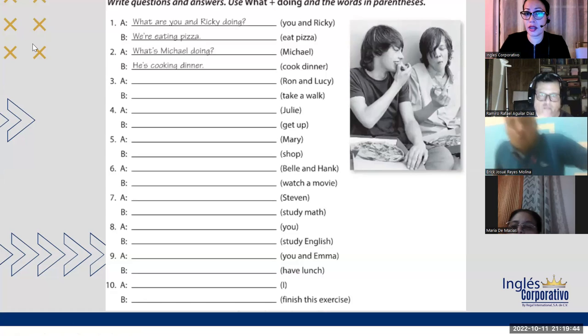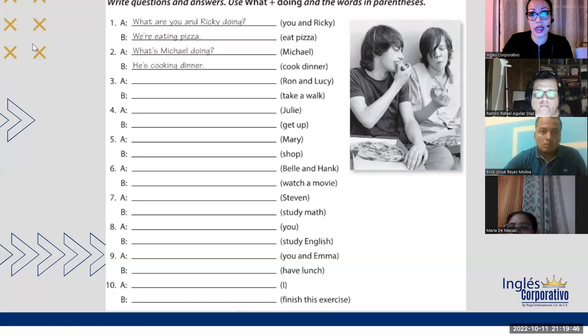Write questions and answers. Use what plus doing and the words in parentheses.